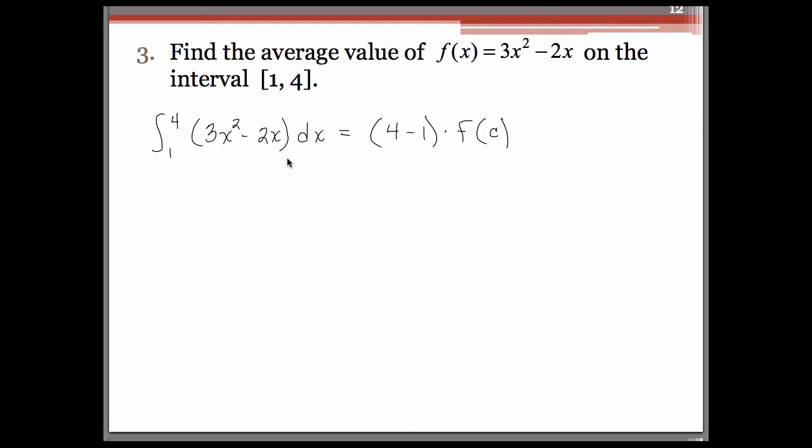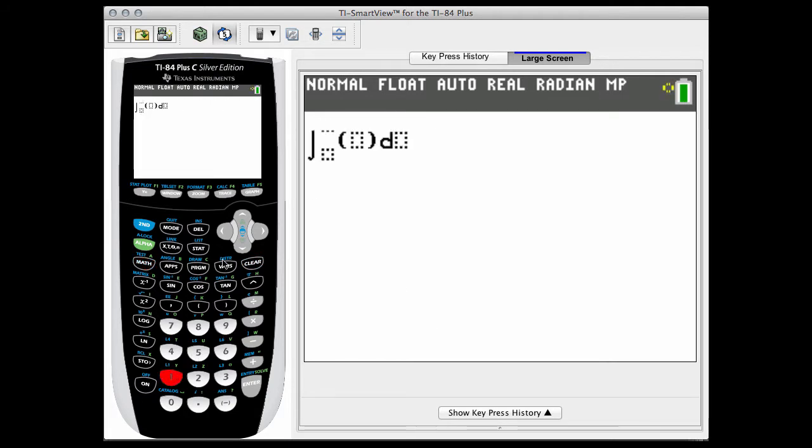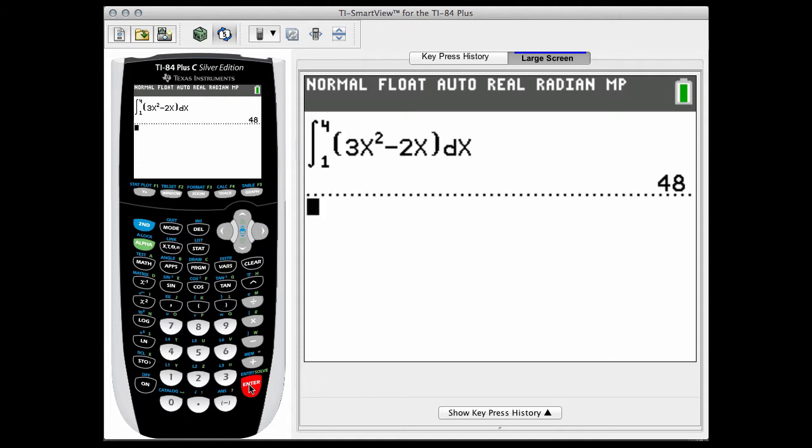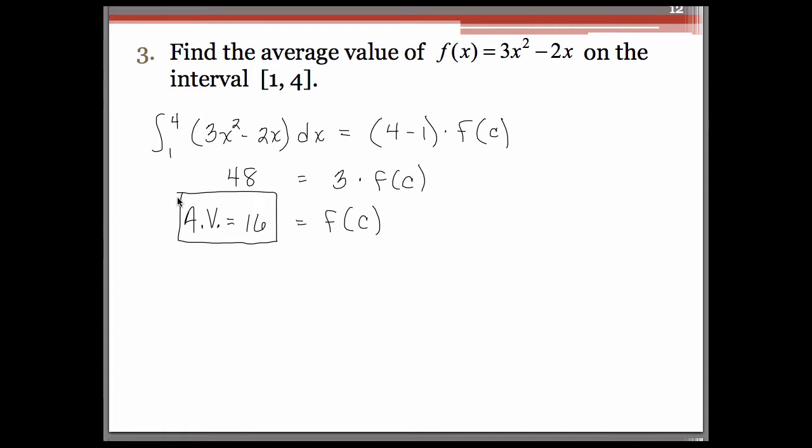So let's go ahead and do that integral on our calculator. And again, I'll just type the integrand in here directly. So hopefully everybody got 48. So we have 48 equals 3 times f of c. So divide both sides by 3, you get 16. All right, so this is your average value. That is really the height of the rectangle.